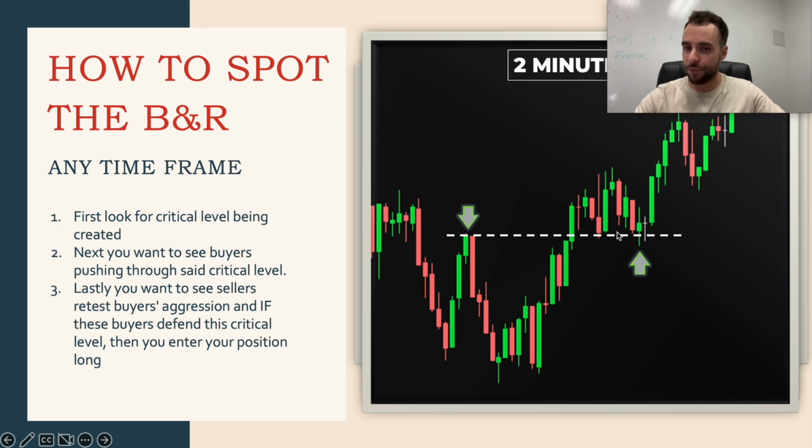You need to not get faked out by these red candles. You need to realize that these are sellers trying to retest how strong these buyers are. That's the whole idea of this strategy, is that these sellers are testing buyers. Are they going to defend this level, or are they going to break and we're going to see lower lows? If they do defend this level, that is a good opportunity for you to long the market and play with those large institutional buyers.